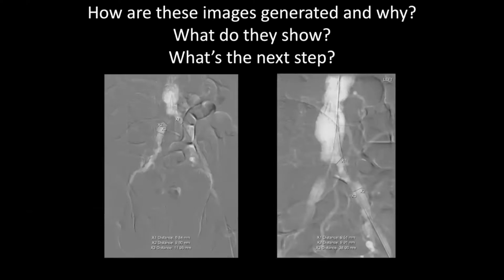So what do we do? First, how are these images generated, and why would we maybe use them? This is CO2, and we use it when we don't want to use contrast because we're worried about contrast nephropathy.